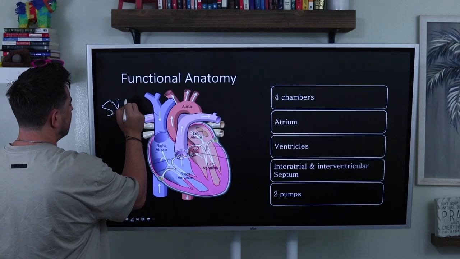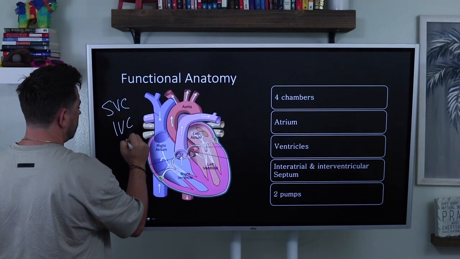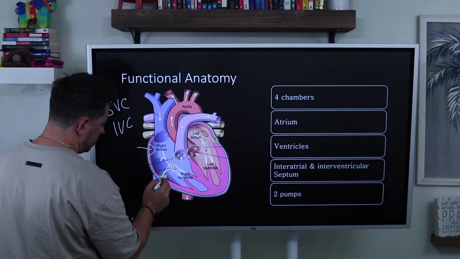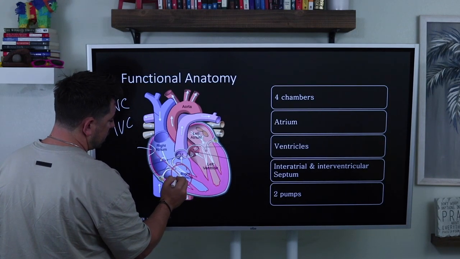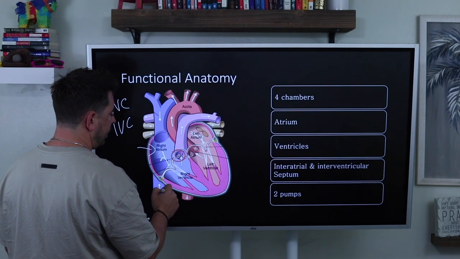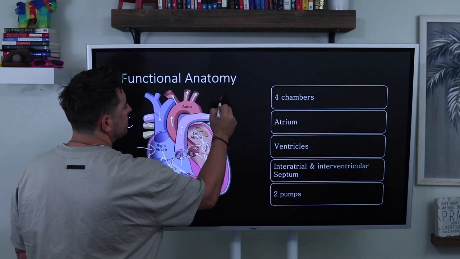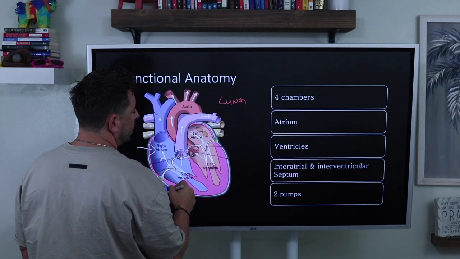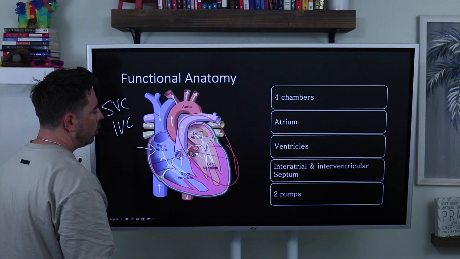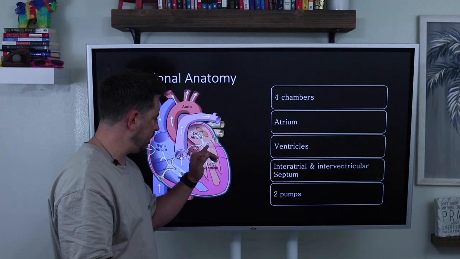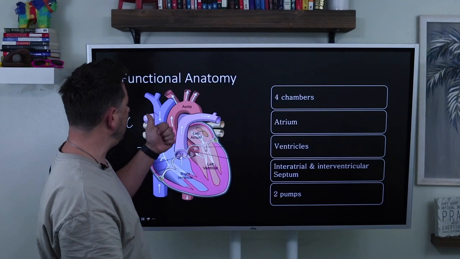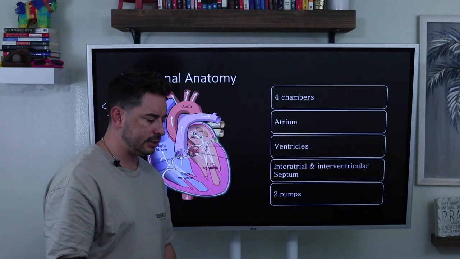So the superior vena cava and the inferior vena cava bring blood into the right atrium. From the right atrium, it moves into the right ventricle through the tricuspid valve, then goes into the pulmonary arteries through the pulmonic valve, and into the lungs. And then from the lungs, we get blood into a completely separate system, the left atrium, through the bicuspid valve, or the mitral valve, into the left ventricle, out the aortic valve into the aorta, into systemic circulation.